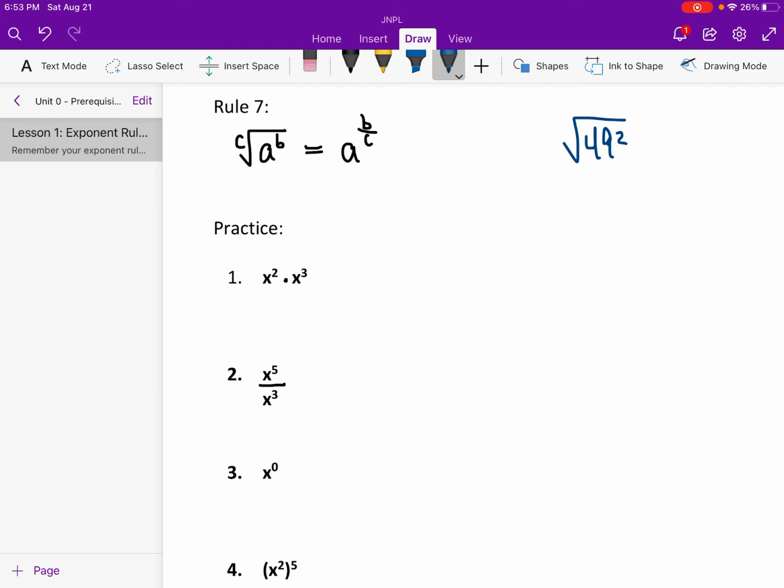Well, then, if you didn't know what that was, your A is 49, your B is 2, and then the index right here is C. There's nothing there. That always means 2. So 49 to the 2 over 2 power. 2 over 2 is 1, and I already said anything to the first power is what it is. So it just is 49. But you would know that because these cancel out. Anytime you have a square and a square root, they cancel out. But if there was like a 3 there, then it wouldn't. So that's how that can be useful.